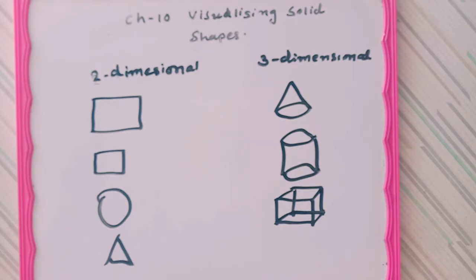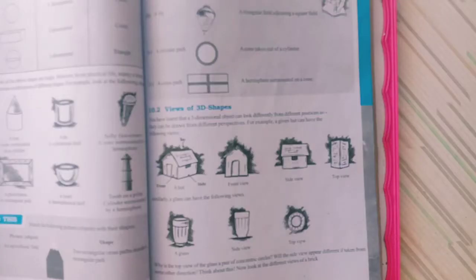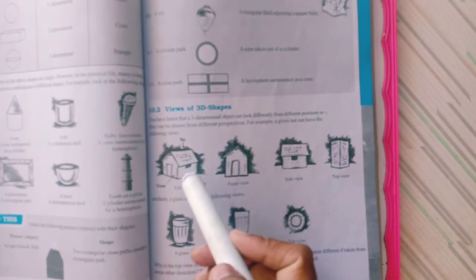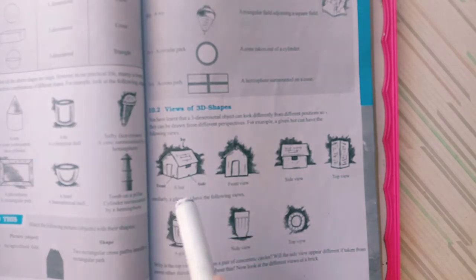So a two-dimensional object is represented on the surface, and it will look the same, but three-dimensional objects will be seen differently from different directions. It has three types of view: top view, front view and side view. You can see the three views of different objects in the textbook.